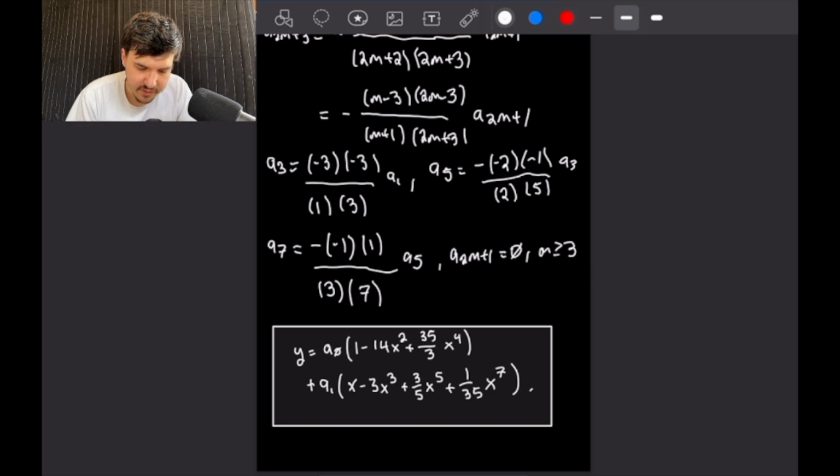We have a sub 0 times 1, which is our first general term, minus 14x squared plus 35 over 3 x to the fourth, plus a sub 1 times x minus 3x cubed plus 3 over 5 x to the fifth, plus 1 over 35 x to the seventh, which gives us our final solution to this differential equation. So that finishes our last problem off, and that's a good place to stop.